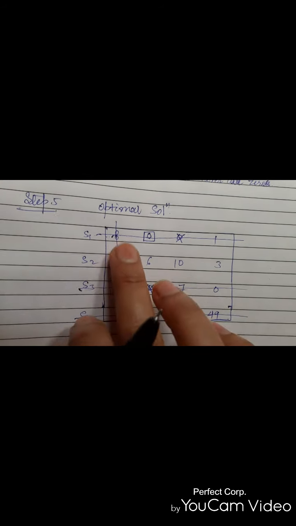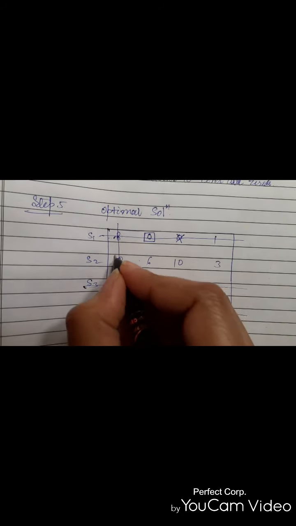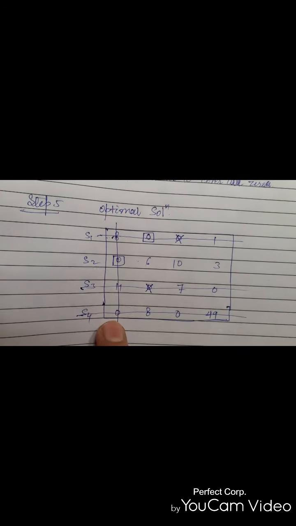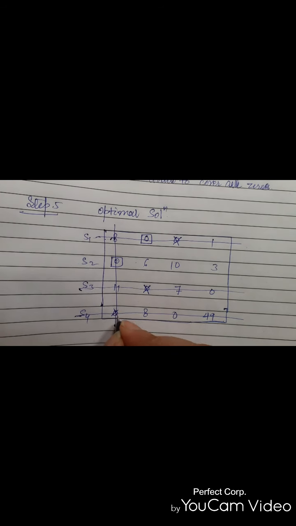Now move to the next. Here we are having this 0 with a line drawn. So just make an assignment here. We are not having any other 0. So we need to make an assignment to this 0. And corresponding to this 0, we are not having any 0 in the row. But in the corresponding column, we are having another 0. So we just need to cross it. We have crossed it. Now move to the next.